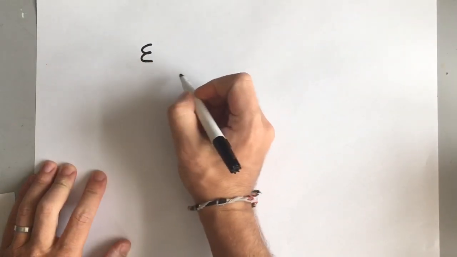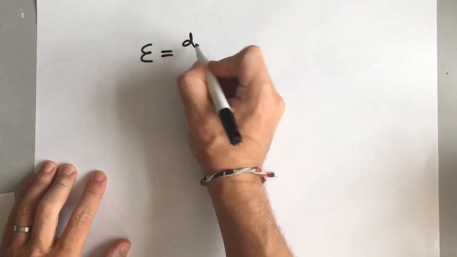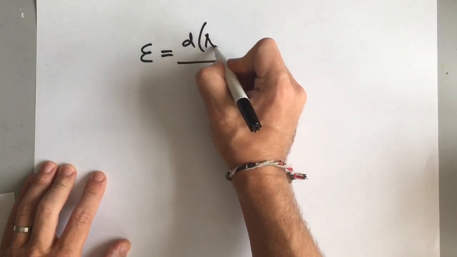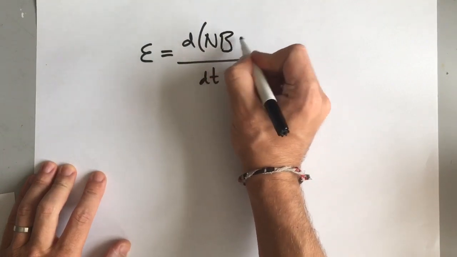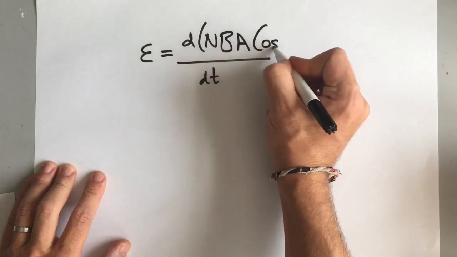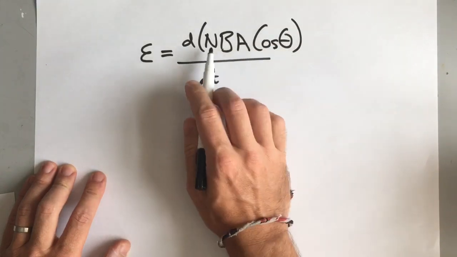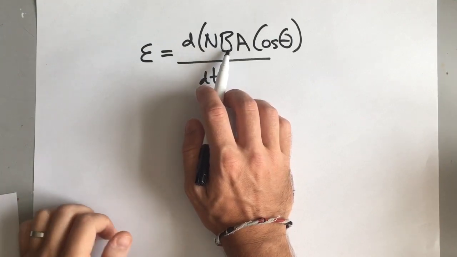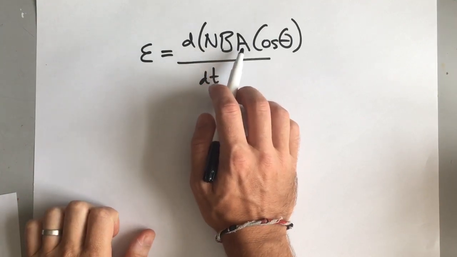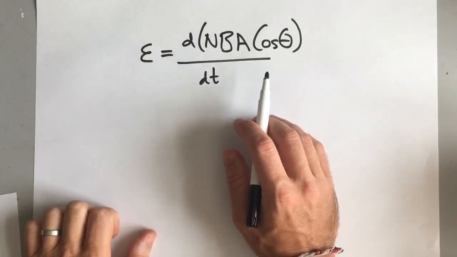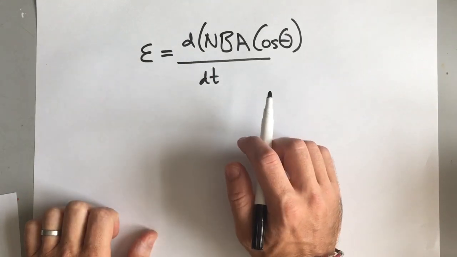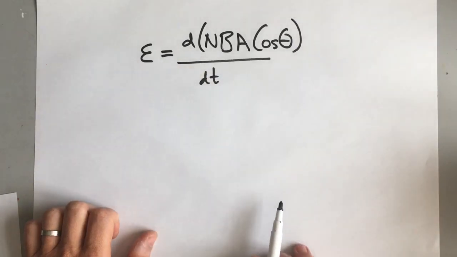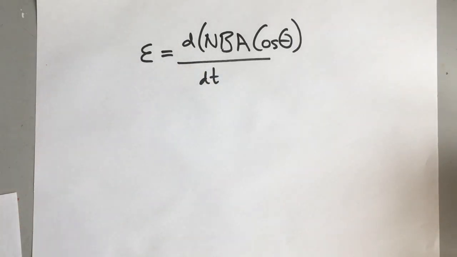So we can have EMF is the rate of change of the flux linkage, which is given by NBA cos theta, where N is the number of turns in the coil, B is the magnetic field strength of the permanent magnet, and A is the area of one of those turns of coil, the area inside the turn. So the EMF generated is the rate of change of magnetic flux linkage through the coil.